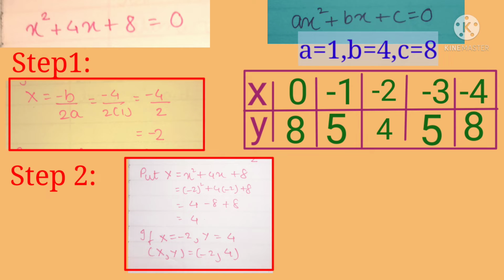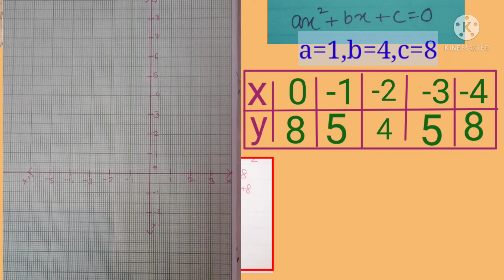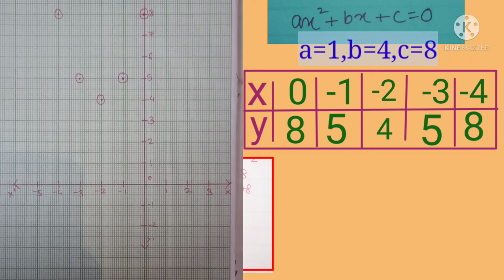After completing the table, now we need to plot it on the graph. Here I have taken the x-axis and y-axis and plotted the graph. First the x value is 0, so we plot 0 and 8, then minus 1, 5, minus 2 comma 4, minus 3 comma 5, and minus 4 comma 8, and we have got a parabola. This is how we need to do the graphical method.